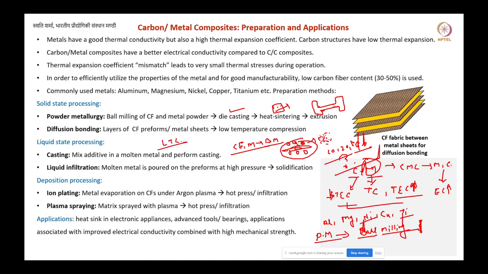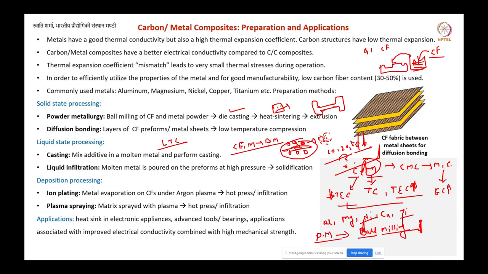After that, you can use liquid state processing. Here you cast by mixing an additive in a molten metal. Suppose you want to make an aluminium and carbon fiber composite: you take aluminium and melt it, so you have a liquid, you add some carbon fiber or whatever you want, and then you can directly cast it in your mold in whatever shape you want. This is a very simple process.